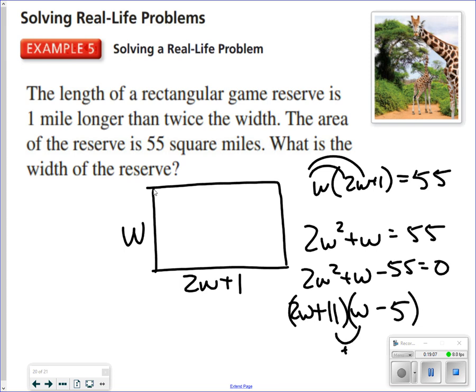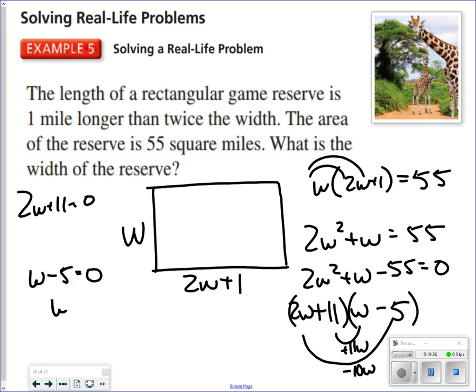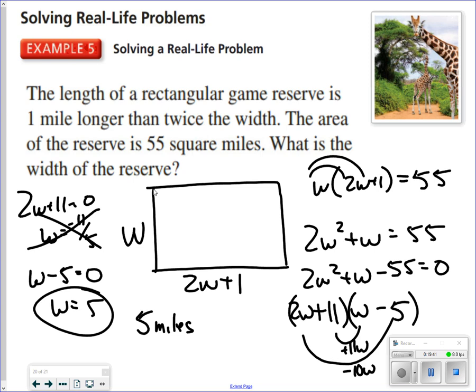Always check. So this multiplies to be +11W. This multiplies to be -10W. And so when I go to solve this, set the factors equal to 0. And so W equals 5. And W equals -11/5. Well, you can't have a side that's negative, so that's not possible. So I have a width of 5 miles and then a length of 11 miles.